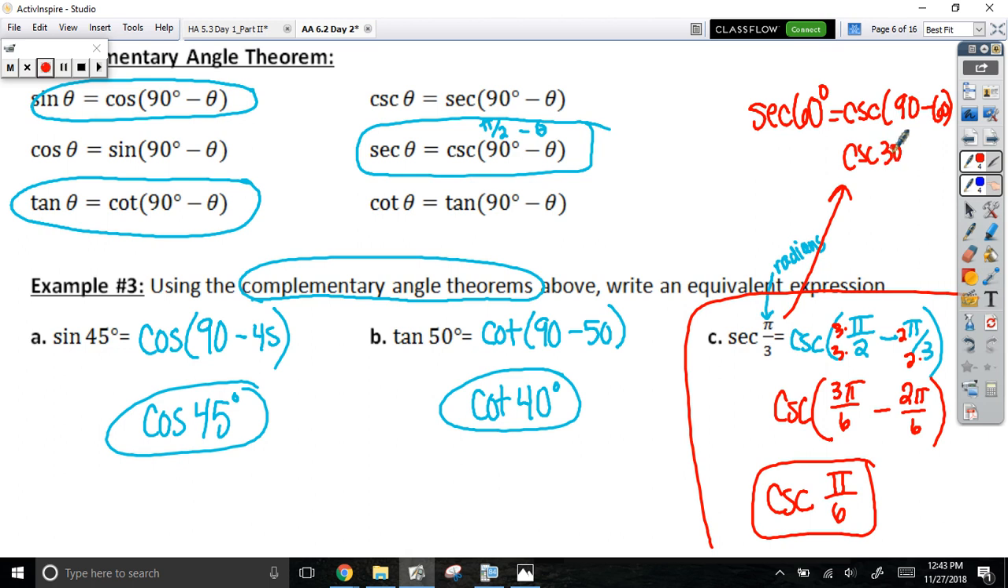Don't leave that as your answer though, okay? This is degrees. If the question is in radians, your answer has to be in radians. So if you choose this method, you then have to go back to your chart, 30 degrees, pi over 6.